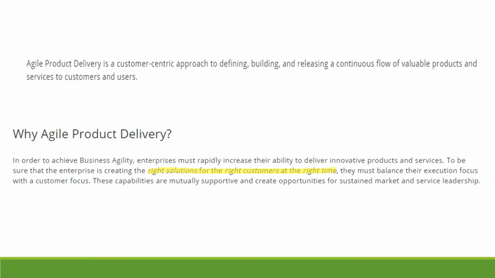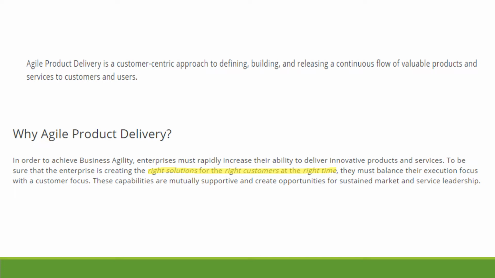The third one is agile product delivery. In my previous videos, we discussed in detail XP, Kanban, and Scrum, SAFe also, right? So we discussed about it. These are the models available for agile product delivery, right? So this is our third component.